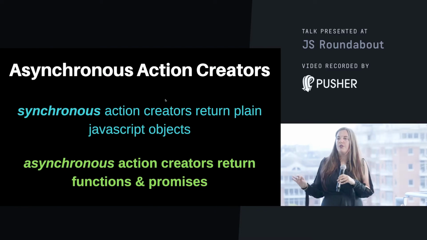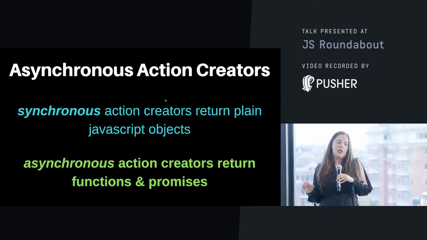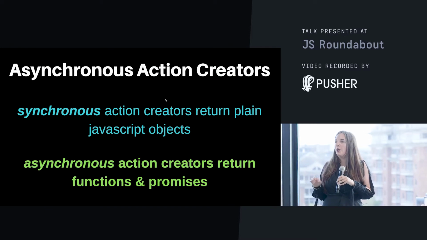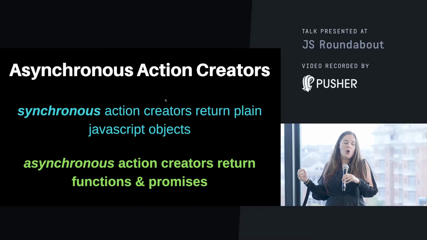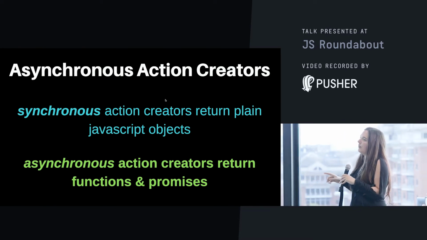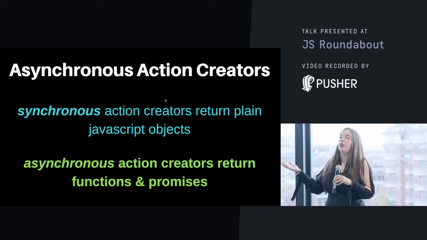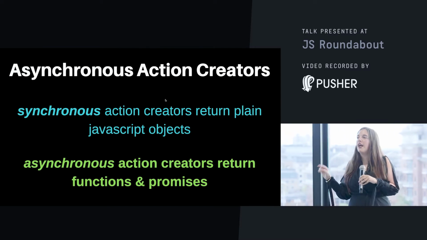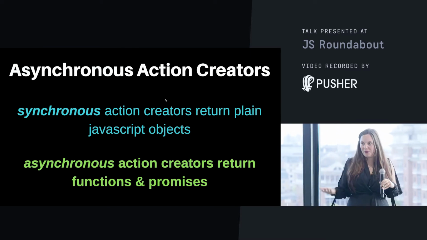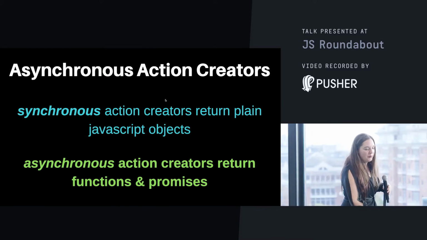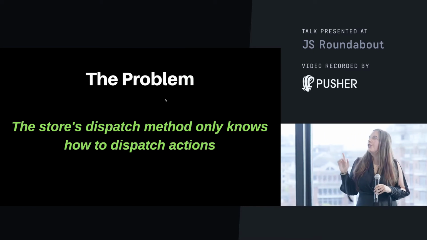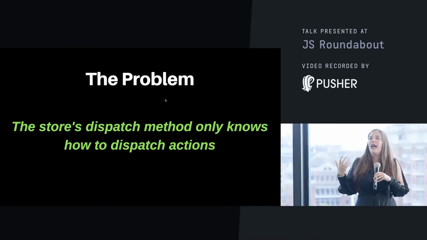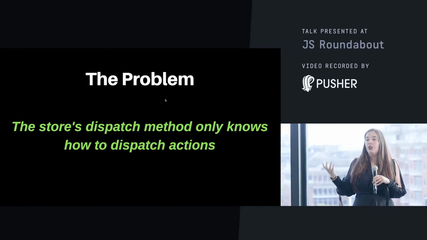So just to hammer home the difference between the two. Synchronous action creators return plain JavaScript objects. They're pure functions, and what they're returning are actions. Whereas asynchronous action creators can return more complicated things such as functions and promises. And it's right here where you have your problem. So what is that problem? The problem is the store's dispatch method only knows how to dispatch actions, so only knows how to handle, how to process vanilla JavaScript objects.